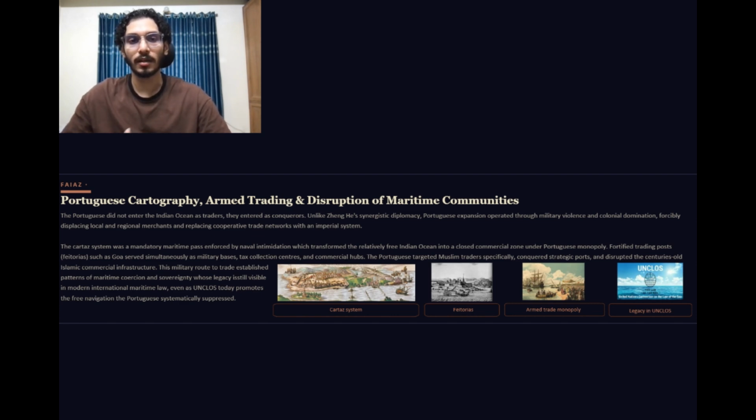Muslim merchants in particular had built this incredibly sophisticated trade network over the centuries. They knew the winds, they knew the ports, and they knew the people. Now one day someone shows up and says, actually, this is ours. That's what the Portuguese did, and that's what I'm here to talk about today.